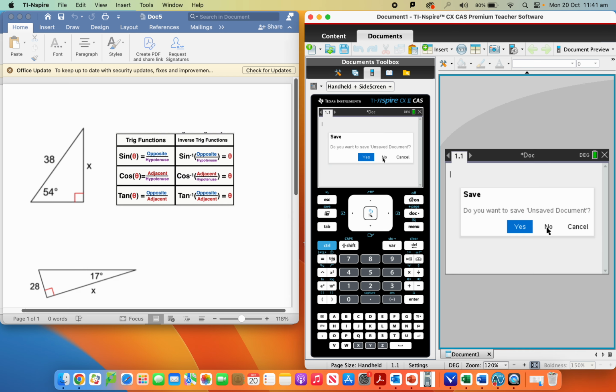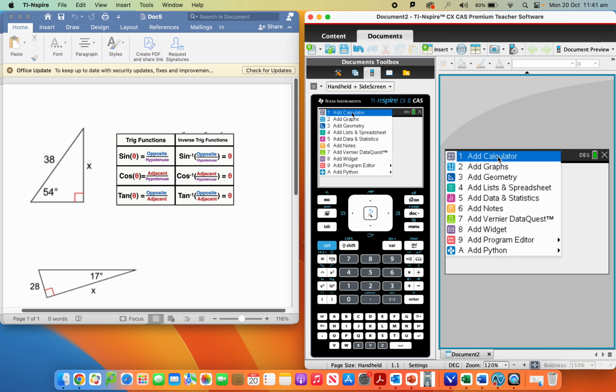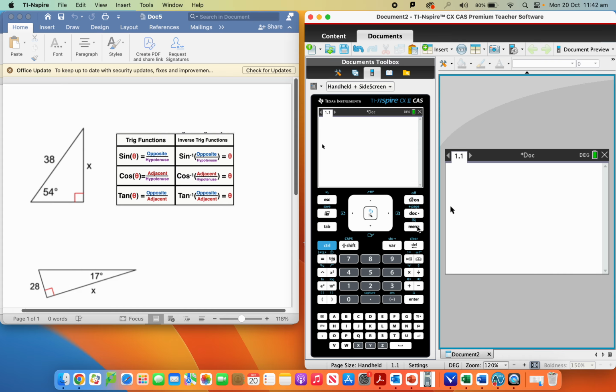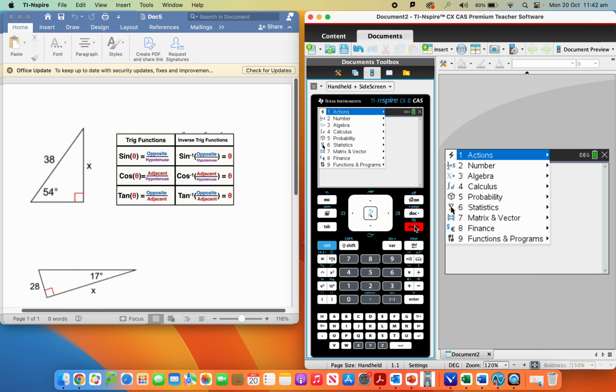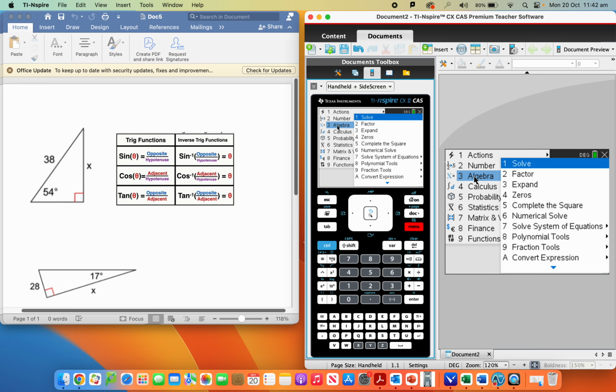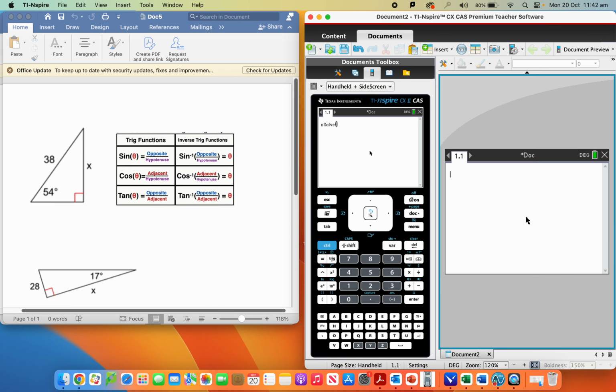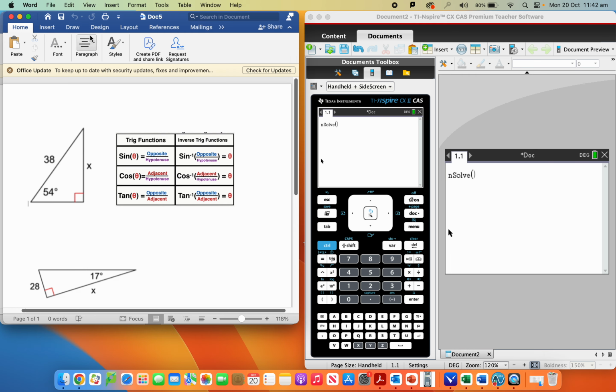So we want to pick new, add a calculator, and then go to menu, go to algebra, go to numerical solve, and click on that, and that's what we've got. Let's have a look at this example here and try to work this out. We want to find the length of this unknown side. We have an angle and we have another side. The important thing is to label that triangle carefully first.